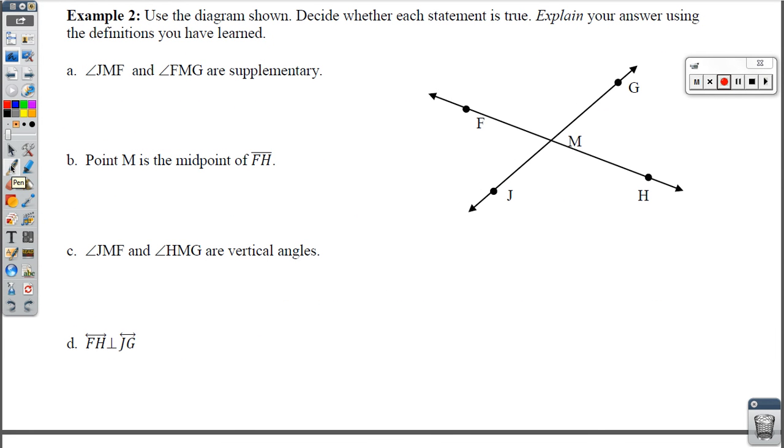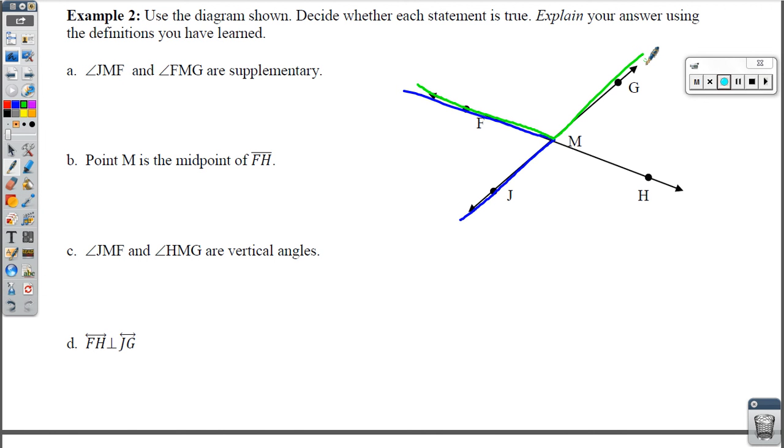All right, example 2. Some more of this. See if the statements are true or not. It says angle JMF and angle FMG. Let's look at the angles themselves first. Angle JMF is this angle here, and angle FMG, starting at F, going through to M and then up to G. Those are the two angles that we're looking at.